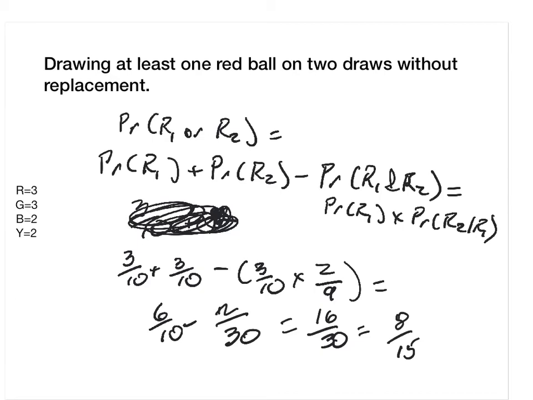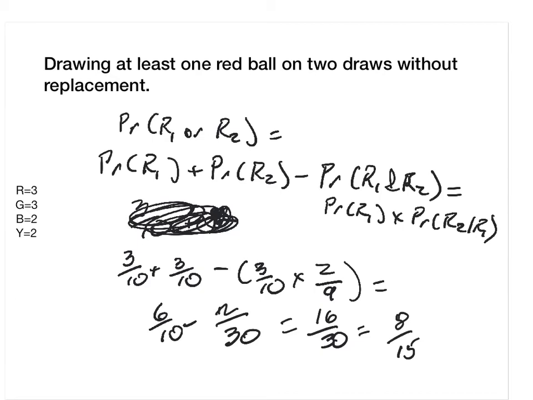Another way we could do it is to ask ourselves, okay, what would it mean to not get a red ball on 2 draws? That means that we got 2 non-red balls.